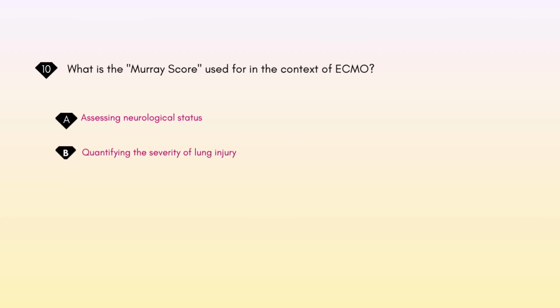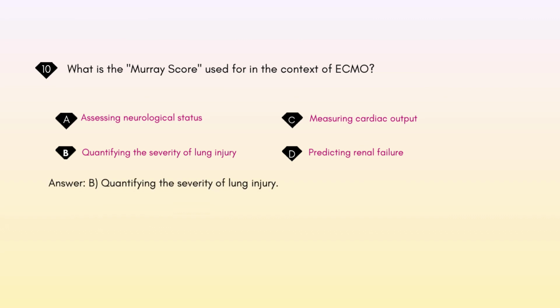What is the Murray score used for in the context of ECMO? A. Assessing neurological status. B. Quantifying the severity of lung injury. C. Measuring cardiac output. D. Predicting renal failure. Answer: B. Quantifying the severity of lung injury.